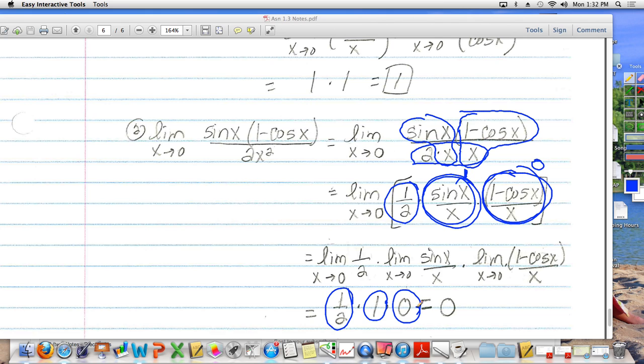How did you get 1 again? How did I get this 1 right here? Sine of x over x. Look at the top of your paper. By definition, the limit as x approaches 0 of the sine of x over x is 1. Like I said, these two things eventually need to be committed to memory. They'll make your life easier.